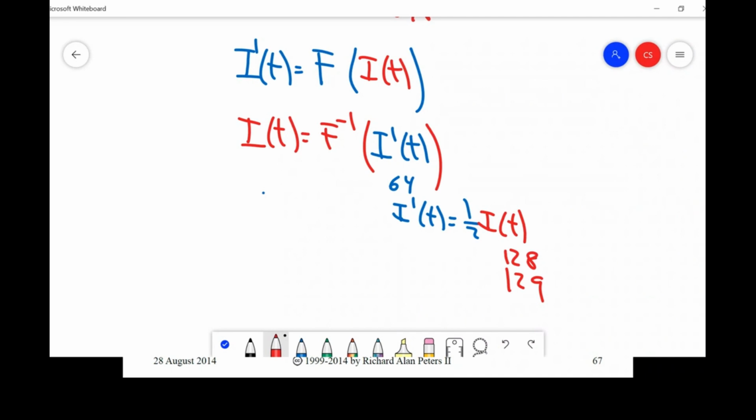Okay, so if I see 64 here, I don't know if the original value was 128 or 129, because in my range of unsigned integers of 8 bits, this transformation is not invertible. So I have lost information. So you don't lose information if your transformation is invertible, and you lose information if your transformation is not invertible.